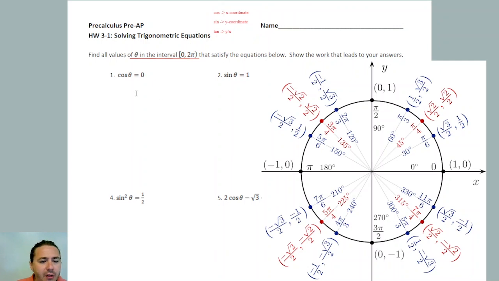So cosine of theta equals 0. Again, I'm looking for where the x coordinate is 0, and you can see that's going to happen at pi over 2 and 3 pi over 2, so those are our solutions. There's not really anything to solve here.